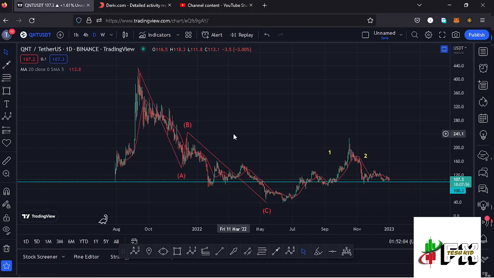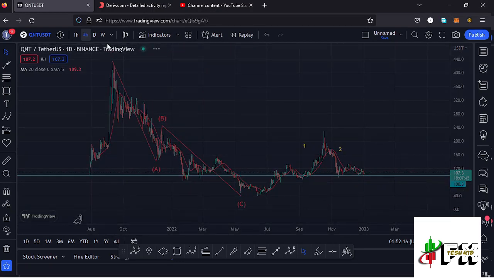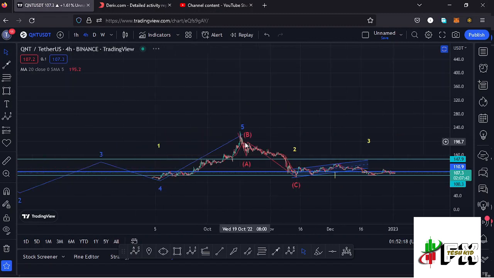Allow me to kickstart the video here on the daily chart by first giving you a brief of what has been happening here on the quant chart, where you can see that quant from the all-time high had been seeing lower prices in this massive ABC corrective structure, which took us back to around the $40.1 mark.